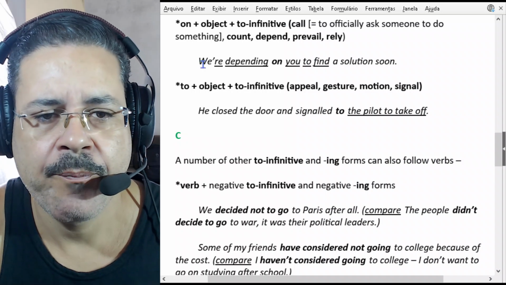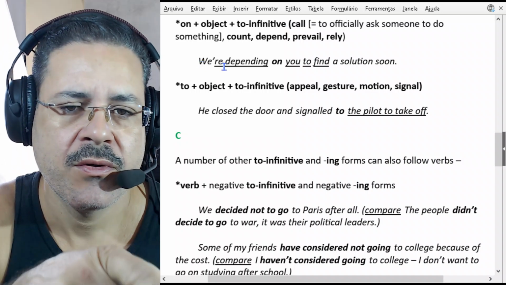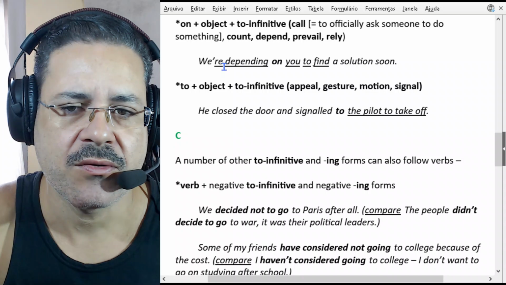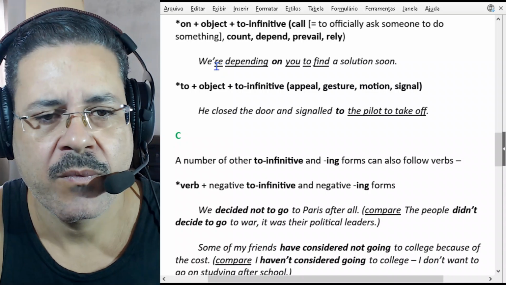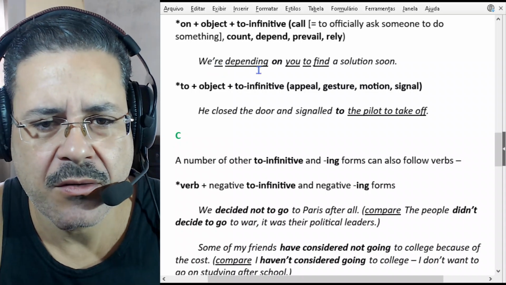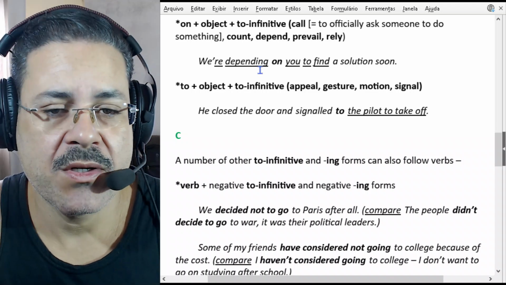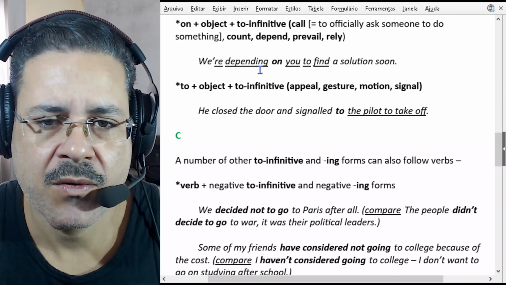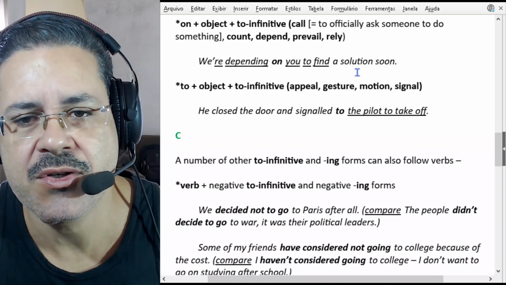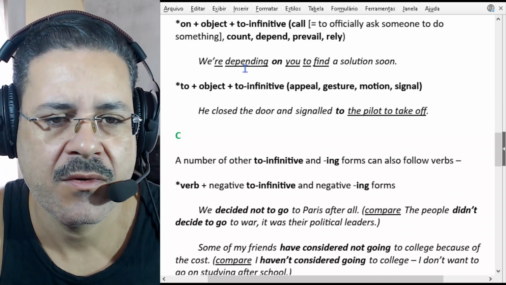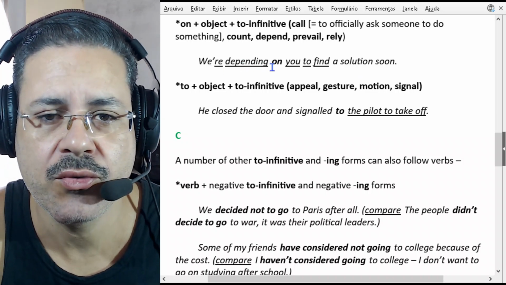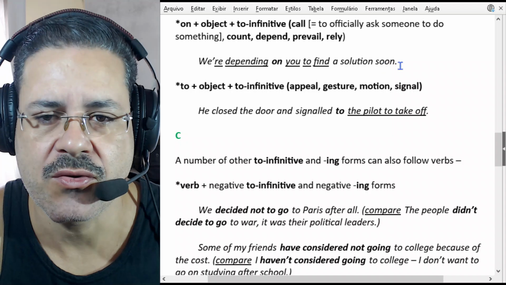For example, we're depending on you to find a solution soon. You're depending on who? We're depending on you. To what? To find a solution soon. So there's a dependence on you to find a solution soon.